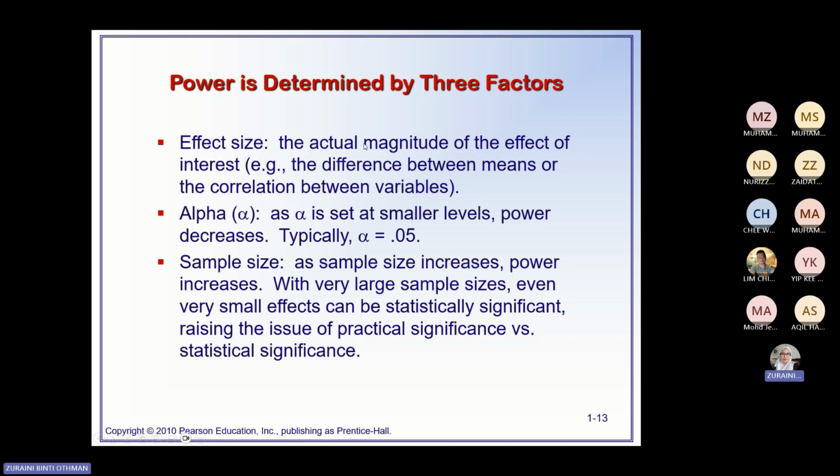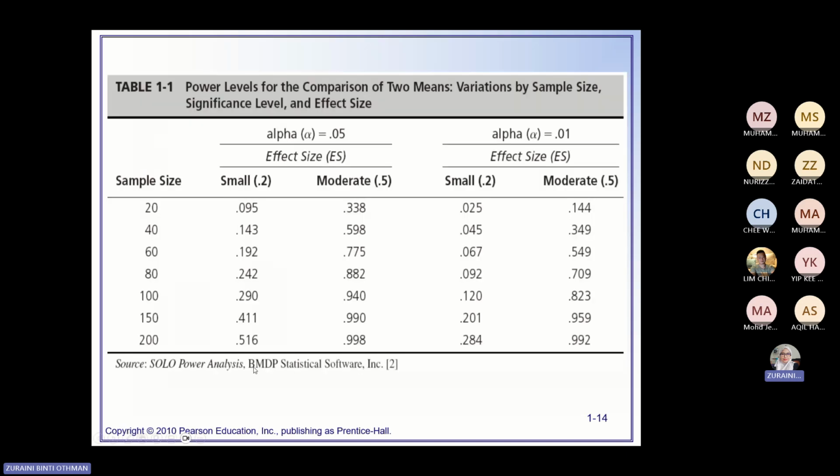Effect size, the actual magnitude of the effect of interest, for example, the difference between means or the correlation between variables. For alpha, as alpha is set at a smaller level, power decreases. Typically, alpha is 0.05. The third one is sample size. As the sample size increases, power also increases. With a very large sample size, even a very small effect can be statistically significant, raising the issue of practical significance versus statistical significance.